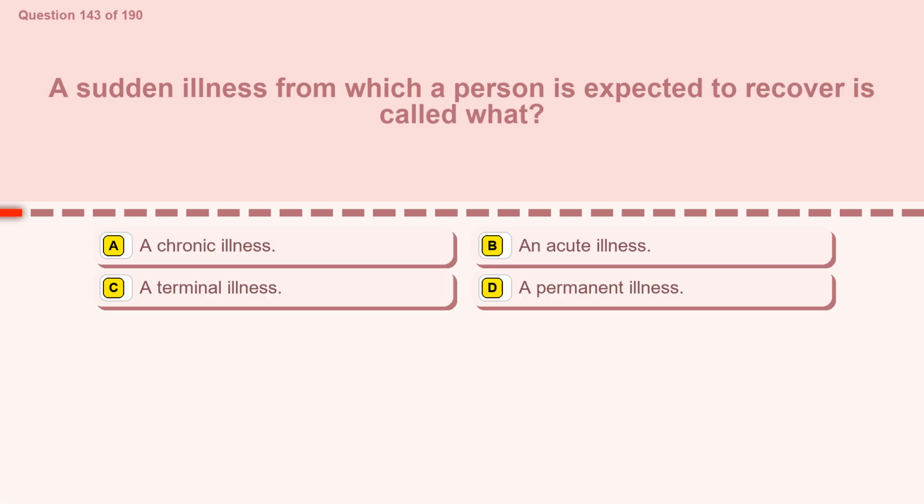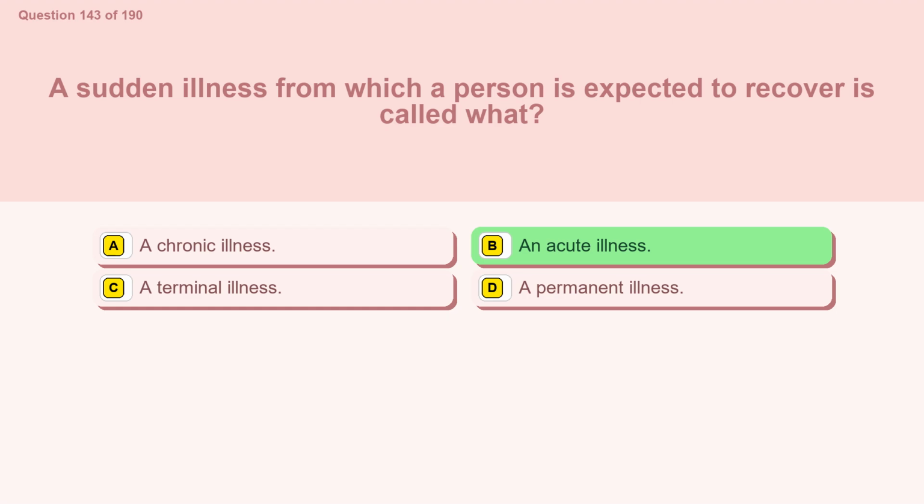Question 143. A sudden illness from which a person is expected to recover is called what? Option A, a chronic illness. Option B, an acute illness. Option C, a terminal illness. Option D, a permanent illness.